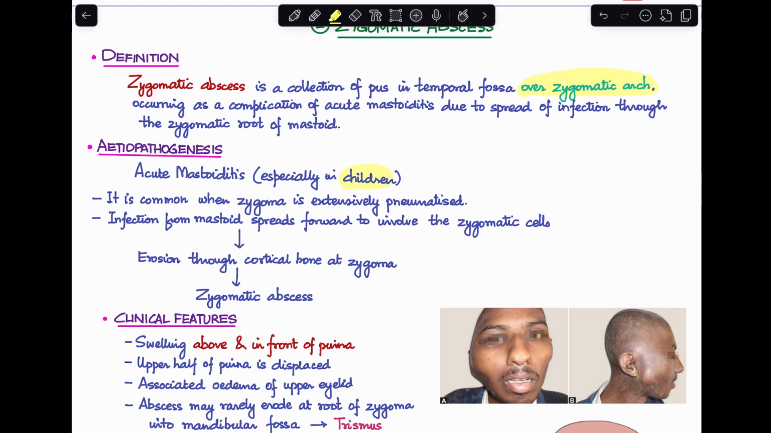Now, what happens is zygomatic abscess is most likely to develop when the zygoma is extensively pneumatized. If you remember when I discussed petrositis, that was also the case, where if the petrous apex is pneumatized, it has more chances of developing petrositis. Same over here. So, when the infection of the mastoid spreads forward to involve the zygomatic cells, next, what happens is there is an erosion through the cortical bone at zygoma, and that leads to the development of zygomatic abscess.